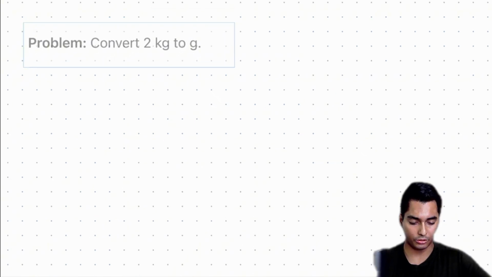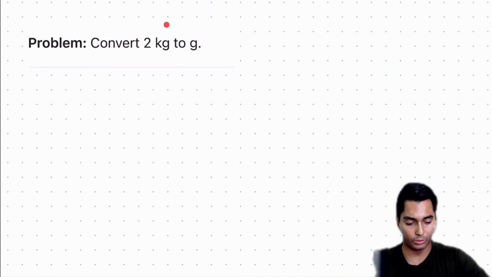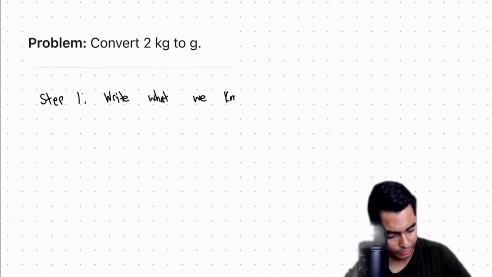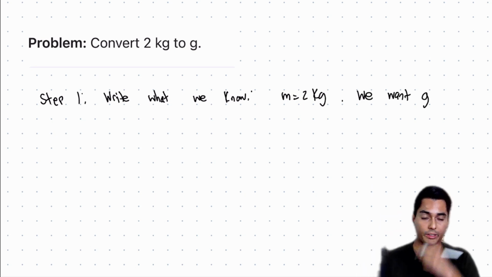Okay, I'm going to start to go a little bit faster here. So problem number 3 is convert 2 kilograms to grams. So step 1 is write what we know. So what do we know? We have the mass is equal to 2 kilograms. And we want the mass in grams.